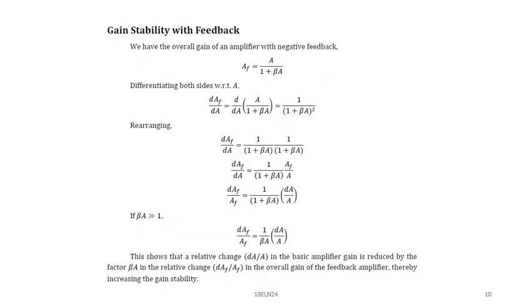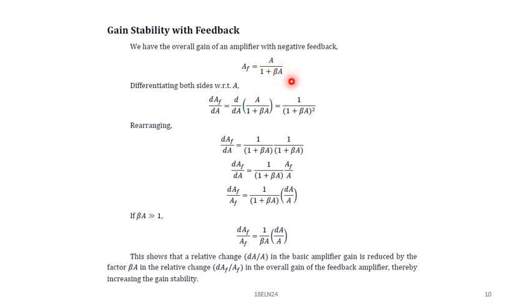Next is gain stability with the feedback. How will we check this gain stability with feedback? For that I have to use the equation for a gain with feedback. So we know that the overall gain of an amplifier with negative feedback is given by AF is equal to A divided by 1 plus beta into A.